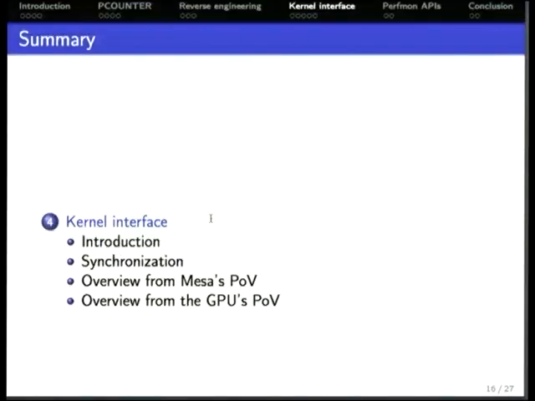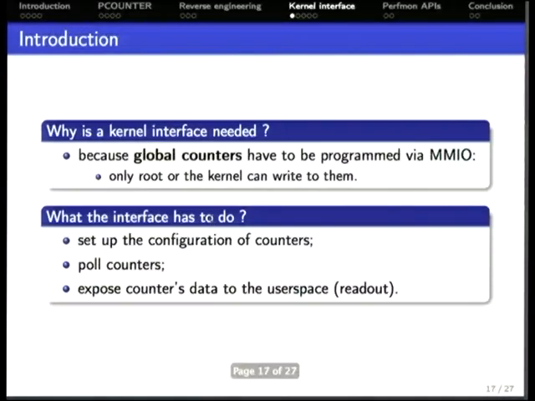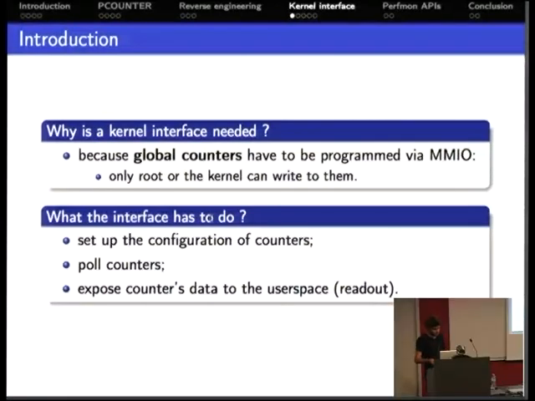So now I will explain the kernel interface I implemented during this GSoC project. Why do we need a kernel interface? Because global counters have to be programmed through MMIO, so only root or the kernel can. The interface has to set up the configuration of counters, poll the counters, and expose counters data to the user space, which is called the readout. But we also have to synchronize these different operations on the GPU.